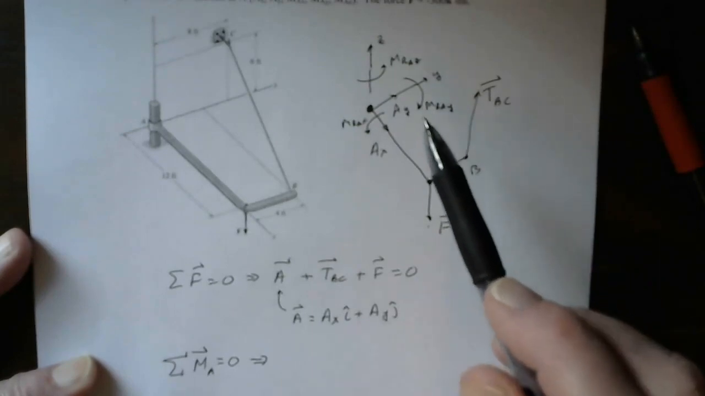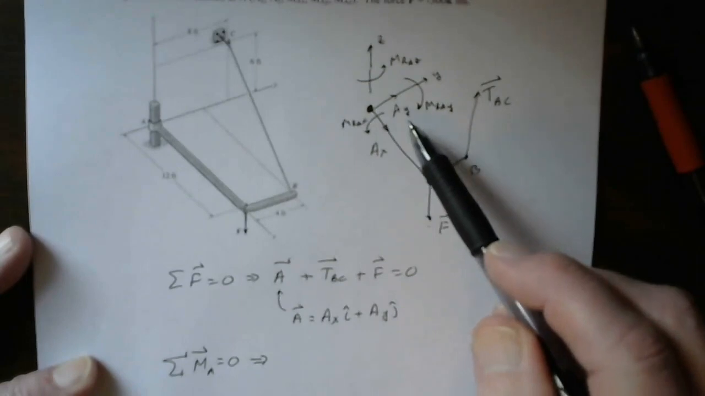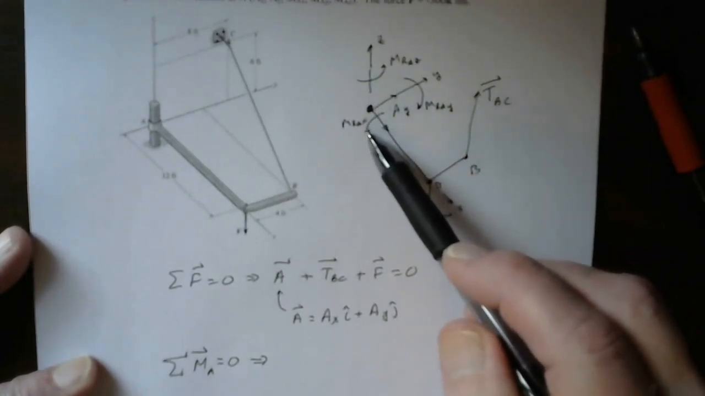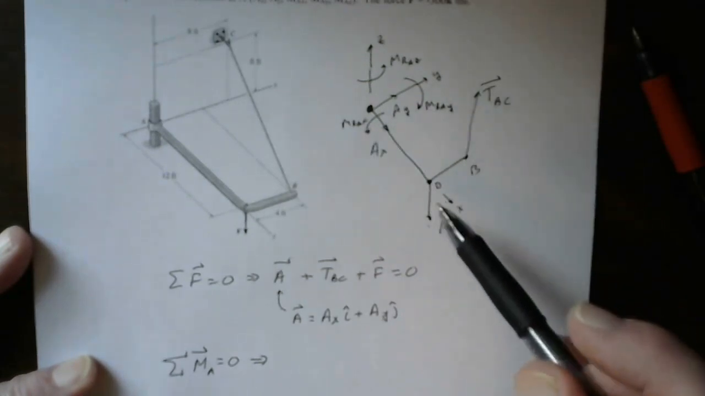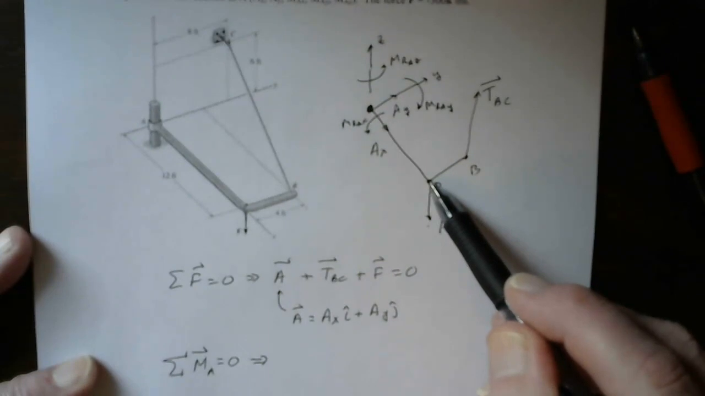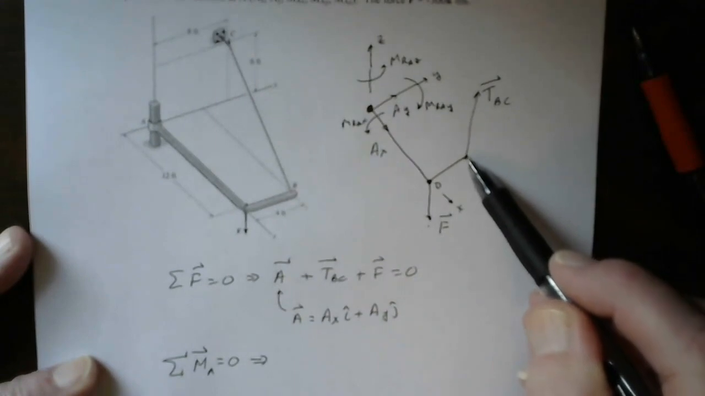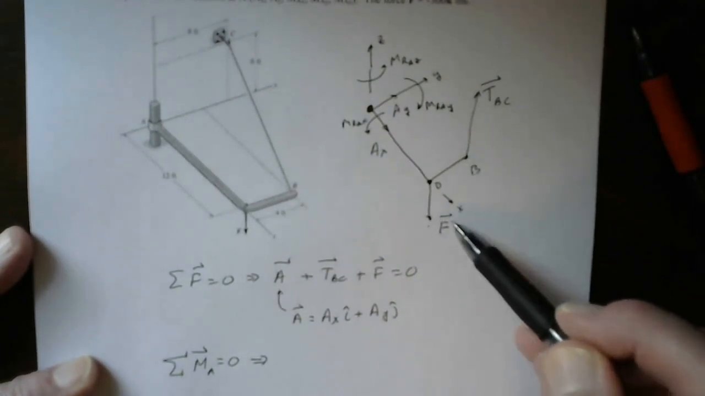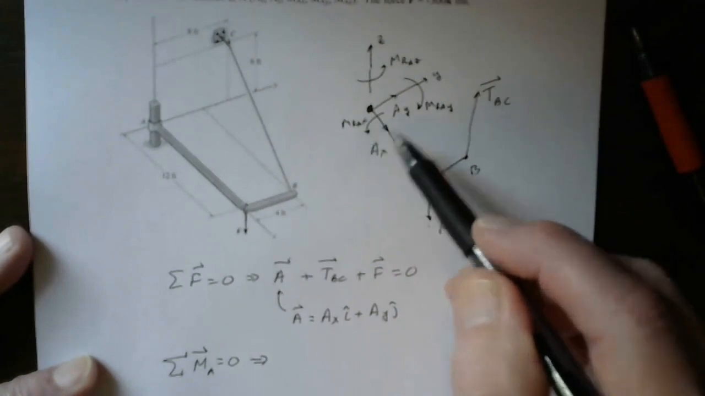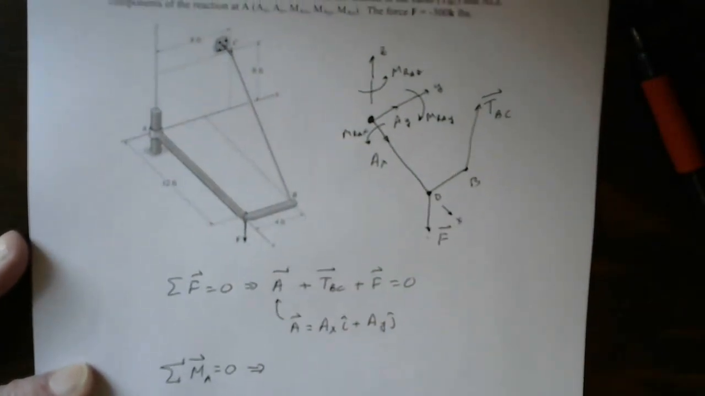Very importantly, and I stress this, no matter where you sum the moments, the reaction moment, which I've indicated as MRA, is in the equation. So for example, if you chose to sum the moments at D, I'd have a moment due to the reaction force at A, a moment due to TBC, no moment due to F, and I'd also have the reaction moment. Again, very, very important. No matter where you sum the moments, the reaction moment is in the equation.